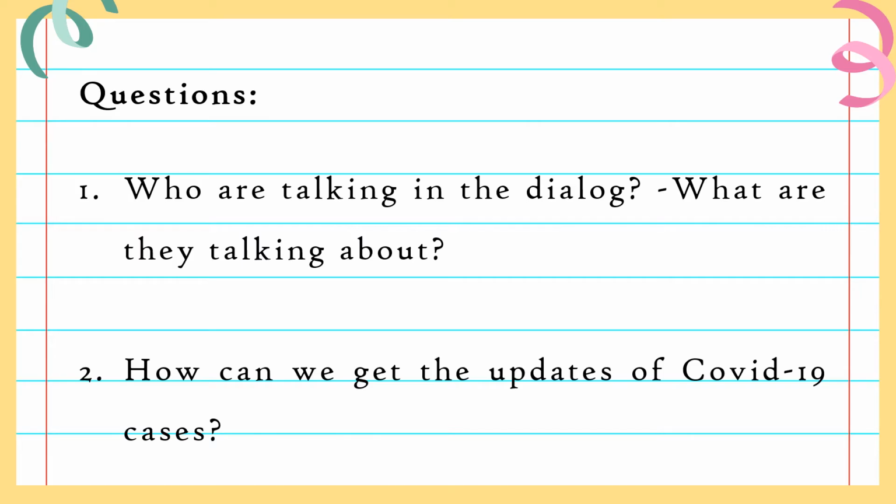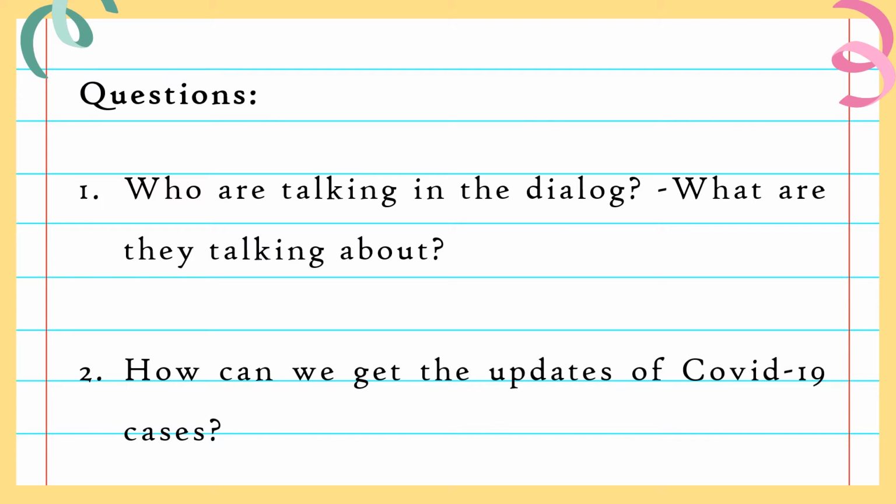All right, so let's answer the following questions. Who are talking in the dialogue? Yes, of course, we have Juliet, we have Carol, we have Ligaya, Meti, and Galeth. What are they talking about? Yes, great job. They're talking about COVID-19 cases and how they are going to track the number of cases. Very good.